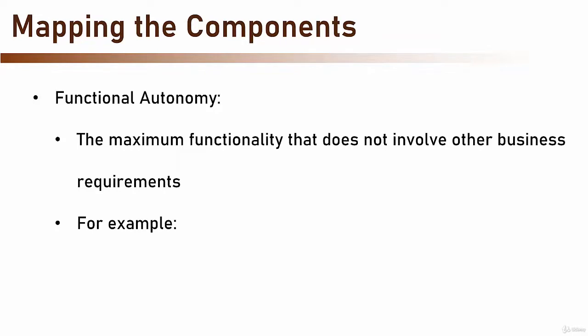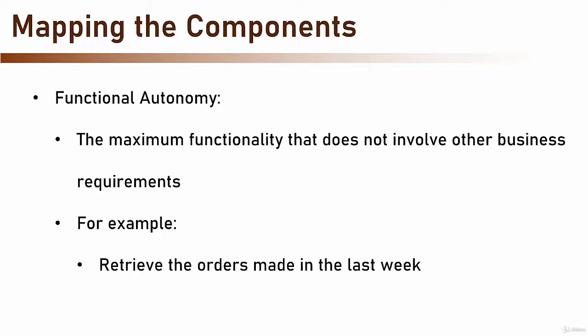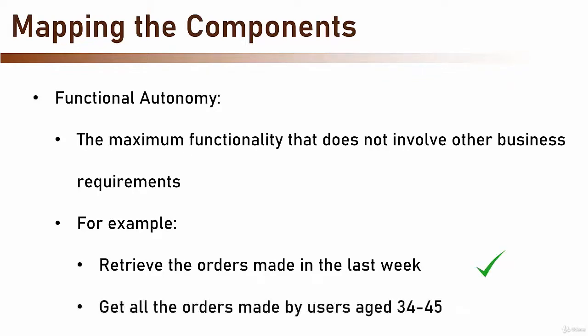So let's see another example. Remember our order management service from the previous slide? So this service might include functionality to retrieve the orders made in the last week. This functionality fits quite well inside the business capability, which is orders management, and therefore should be included in the service. However, a functionality of getting all the orders made by users aged 34 to 45 might pose a problem. This functionality involves data not related to orders, so on the surface it should not be included in the service.